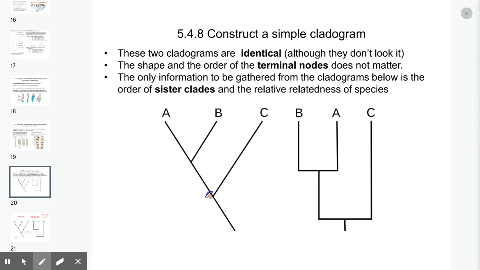We have a node down here that's a common ancestor between C, B, and A. And we have a node down here that is a common ancestor between C, B, and A. We have a node here that's a common ancestor between A and B. And we also have a node here that's a common ancestor between A and B. So they're exactly the same.